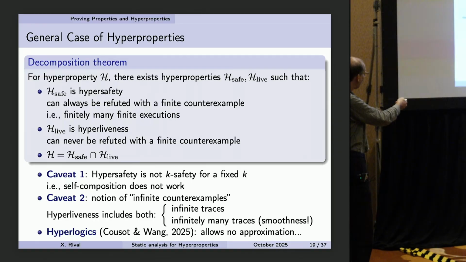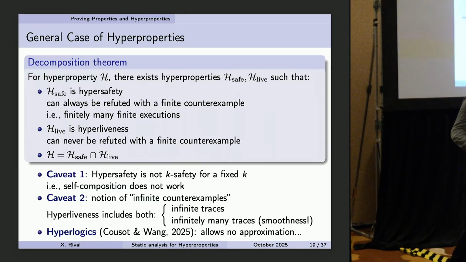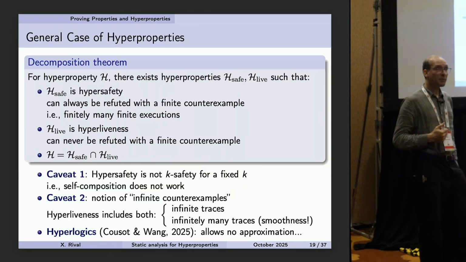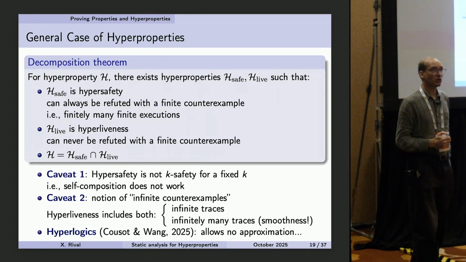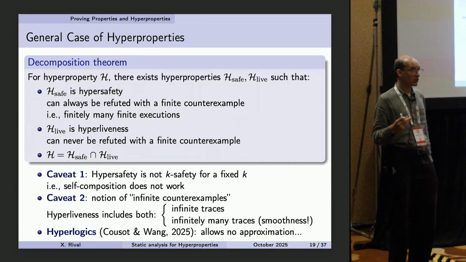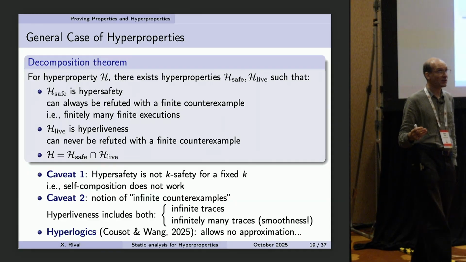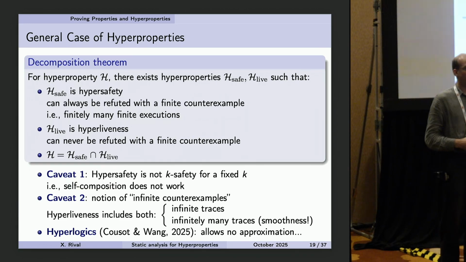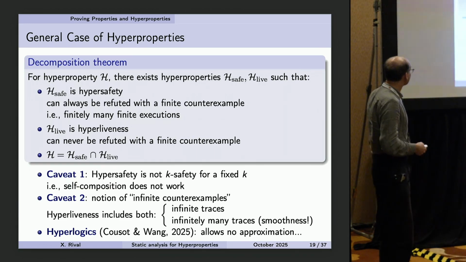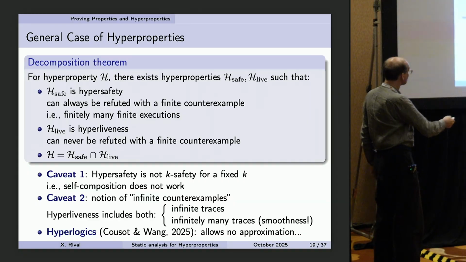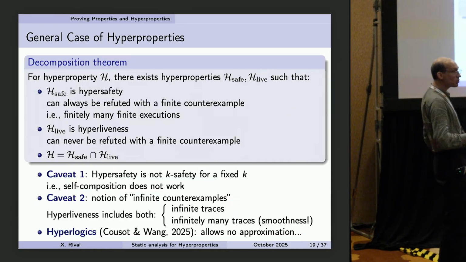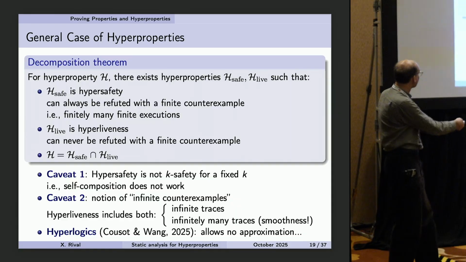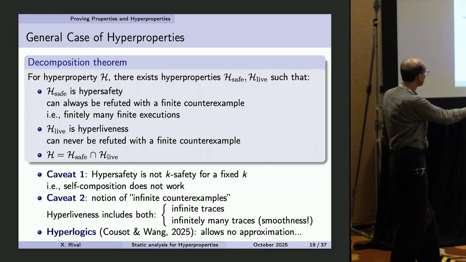Then there is the hyperliveness part, which is a little bit more complex to see. What hyperliveness means is that it cannot be refuted with any finite observation. A finite observation is a finite number of finite traces. So there are now two ways of becoming infinite. One way is to have infinitely many executions, which would actually be finite, or not. And the other way is to have infinite executions in the first place.